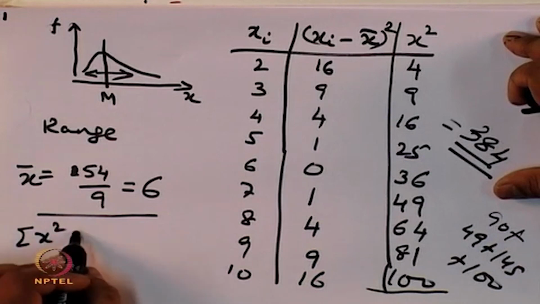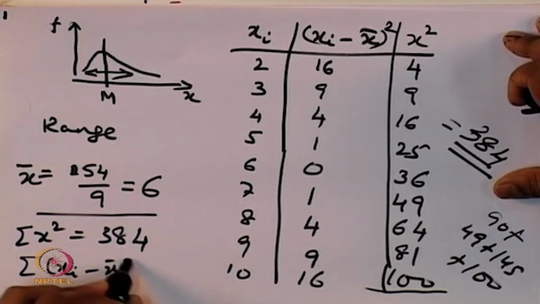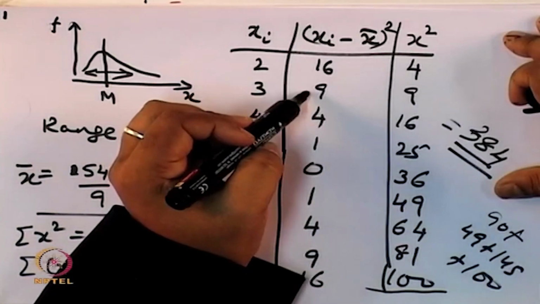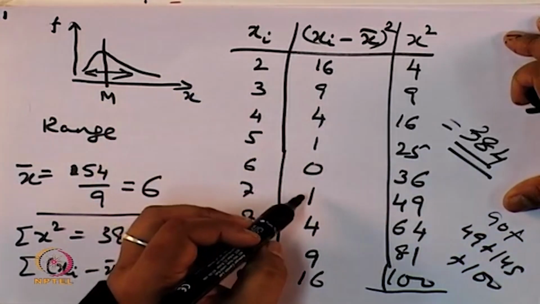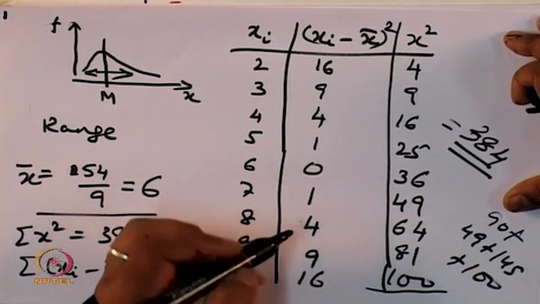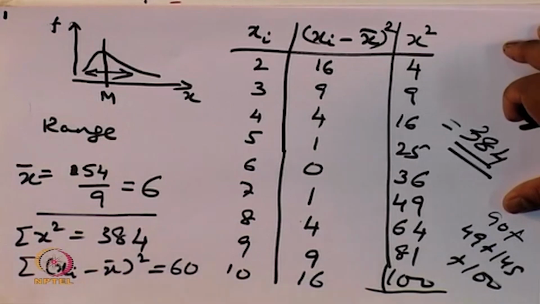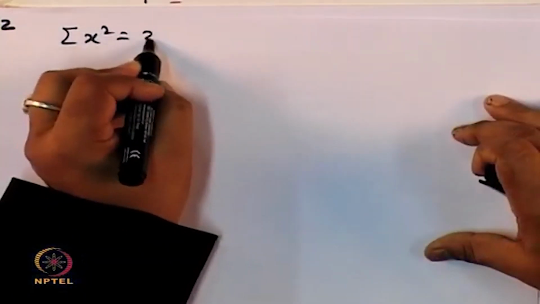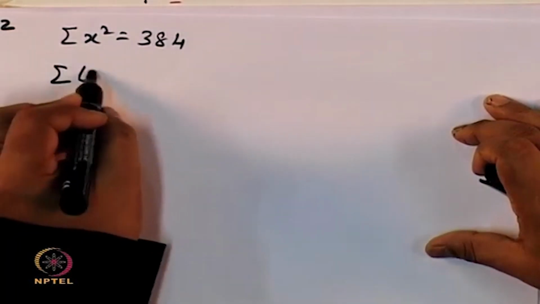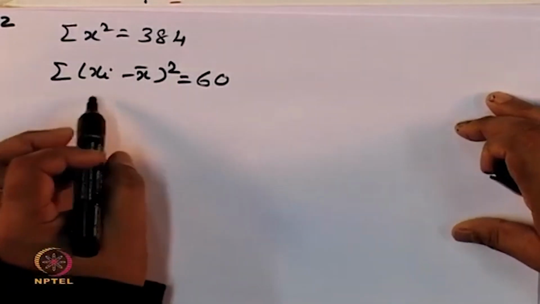So, summation x square is 384, and summation xi minus x bar whole square is 16 plus 9 plus 4 plus 1, which is 30, plus 1, 4 and 9 and 16, gives 60. So, I know this value. Let me write it down here. My summation x square is 384 and my summation xi minus x bar whole square is 60.